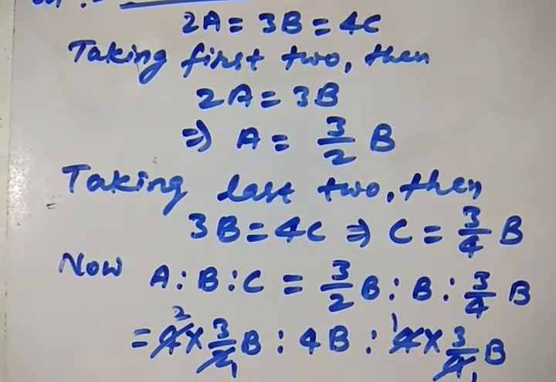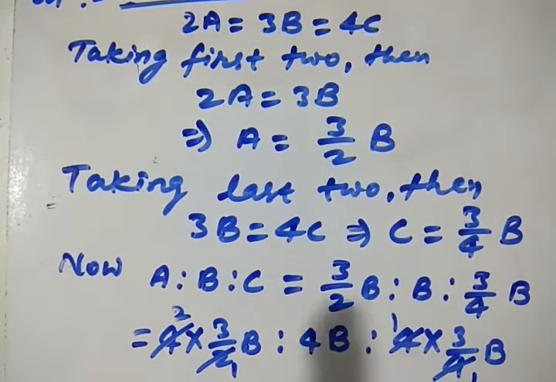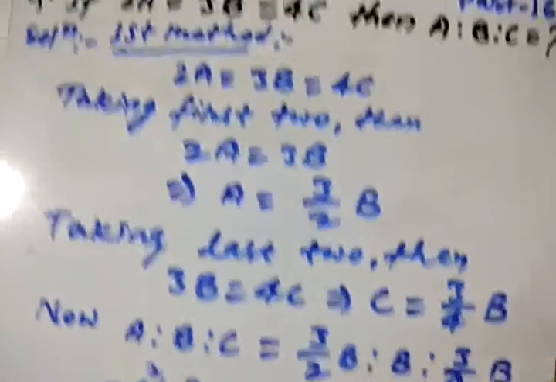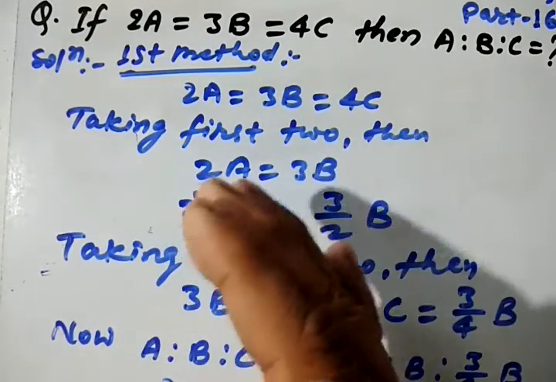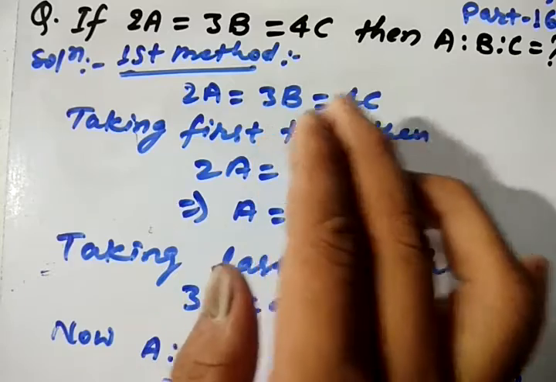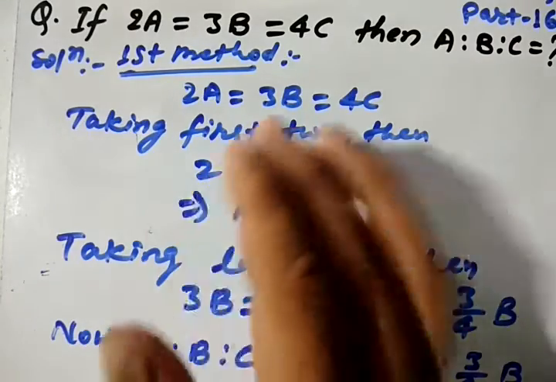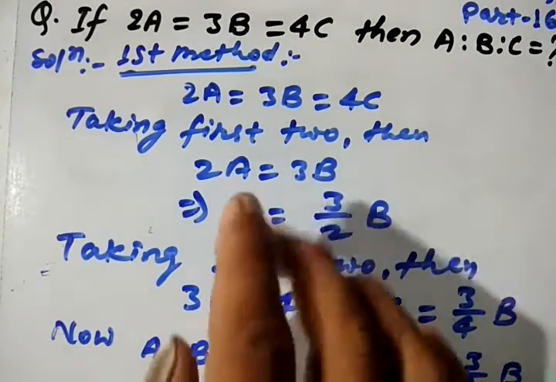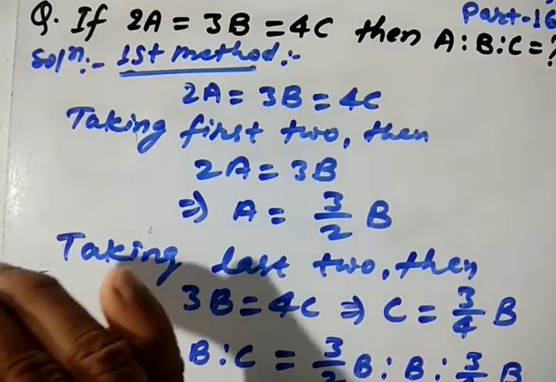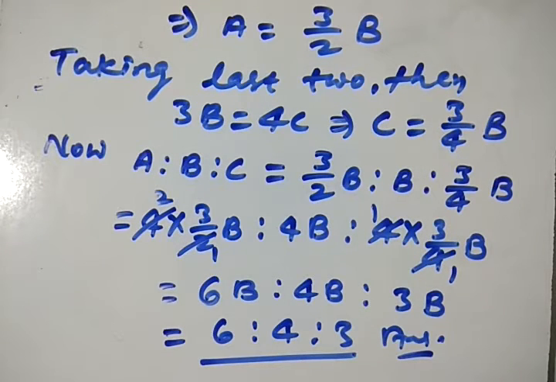From this method we find the value of the given quantities in any one quantity. Here we find the value of A and C in terms of B. We can also find the value of B and C in terms of A. Similarly, we can also find the value of A and B in terms of C. In any one quantity, we find the value of the remaining quantities, then by putting those values we can find the required ratio. Now let's see the second method.